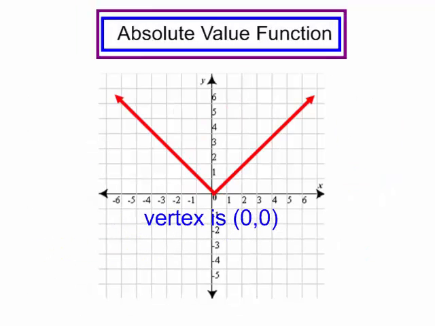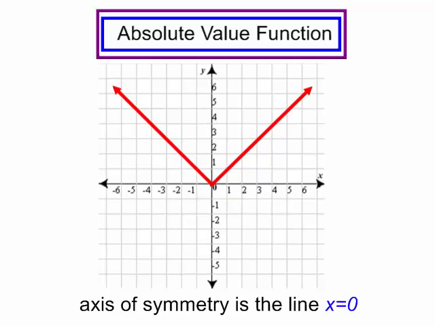The vertex of this absolute value function is the point 0, 0. The axis of symmetry is the line x equals 0. Now remember, the axis of symmetry is a line. And the axis of symmetry of this function is the line x equals 0.